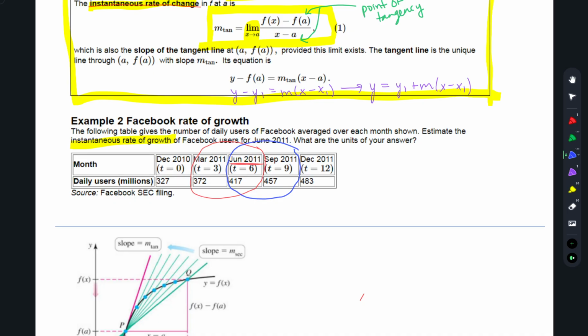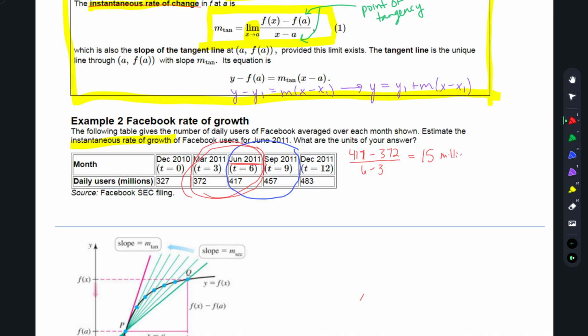So you're going to find the slope with the lower point, then find the slope with the upper one, and then you'll average them. With this red one, I'm going to do 417 minus 372, just slope formula, over 6 minus 3. So y2 minus y1 over x2 minus x1, and I already did this in my head, 15. Wait, what's the unit again? Oh, why did I write 14? Jeez Louise.